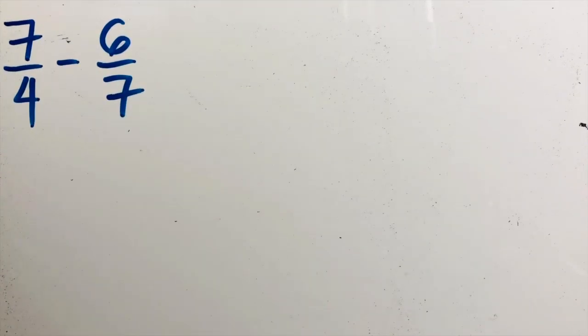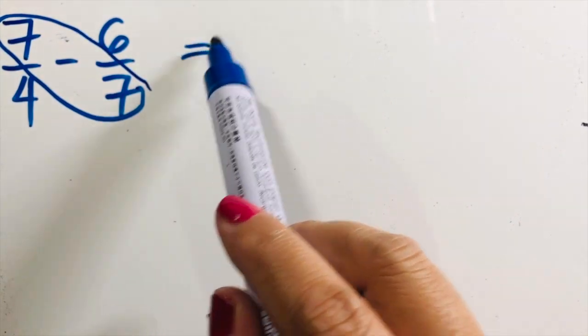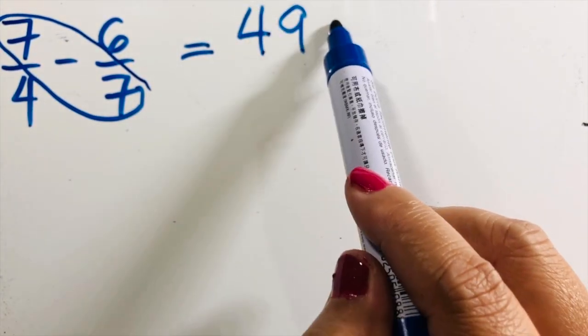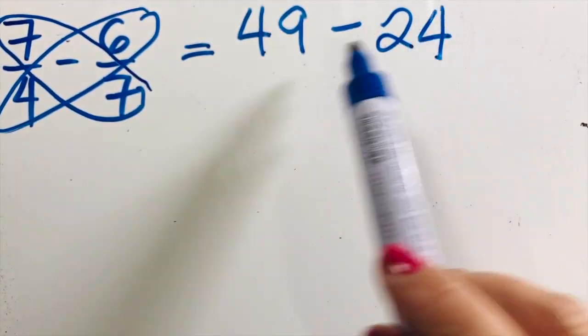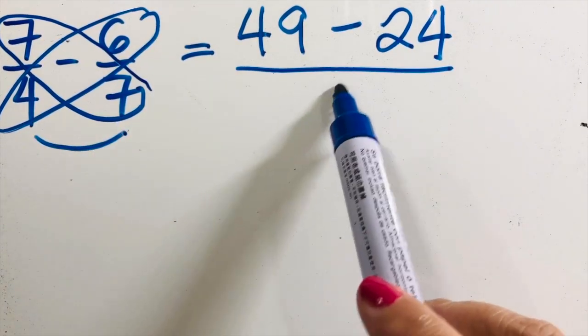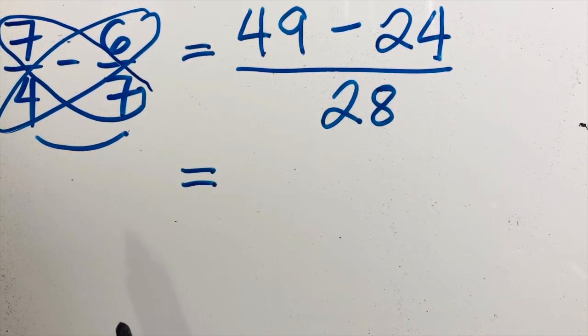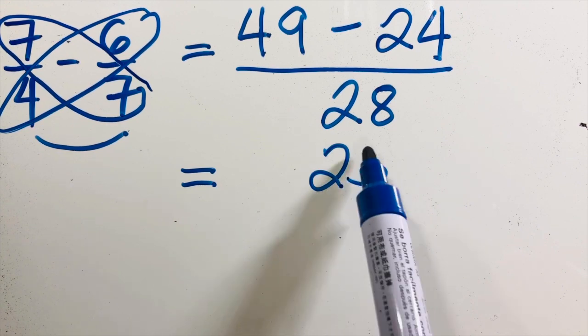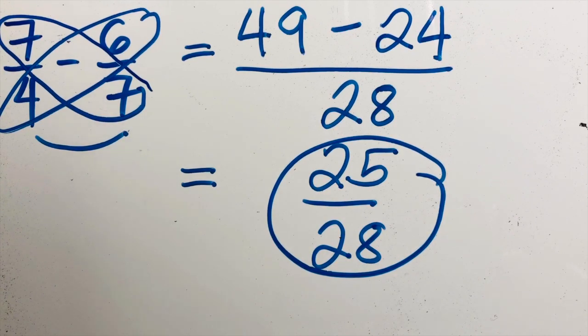Let us try 7 over 4, take away 6 over 7. Cross multiply. 7 times 7 is equal to 49. Take away 4 times 6 is equal to 24, over 4 times 7 is 28. 49 take away 24 is equal to 25. Copy the denominator, and this is our final answer. Why? We cannot simplify 25 over 28 because they share no common factor.